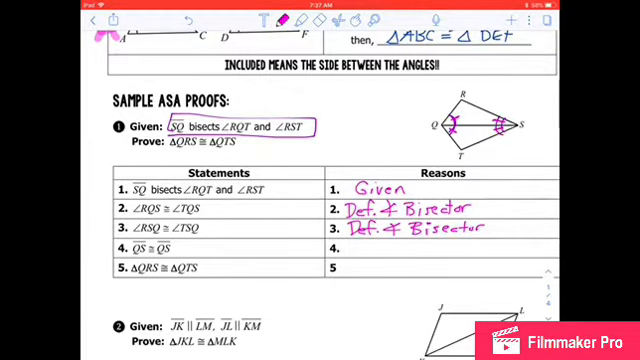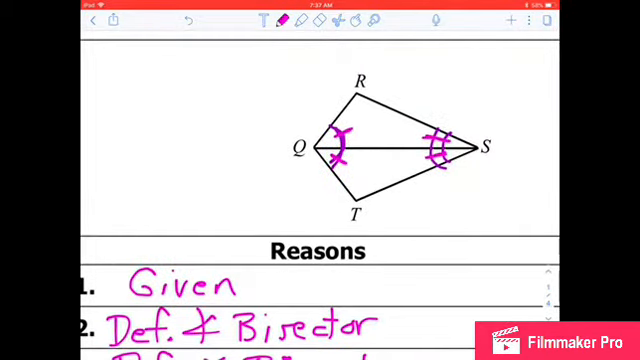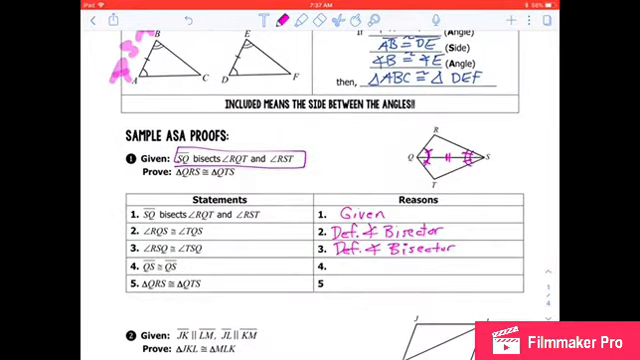And then the last thing, I've got an angle and an angle, and now we need a side, and it just so happens that we have the side between those two angles. If you look at the top triangle, it goes angle, side, angle in that order. And that is QS congruent to QS because of the reflexive property. And so we have QRS congruent to QST because of angle, side, angle.